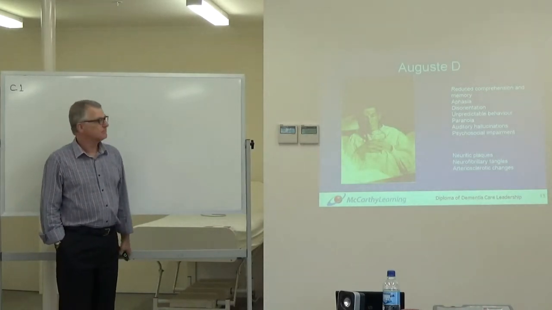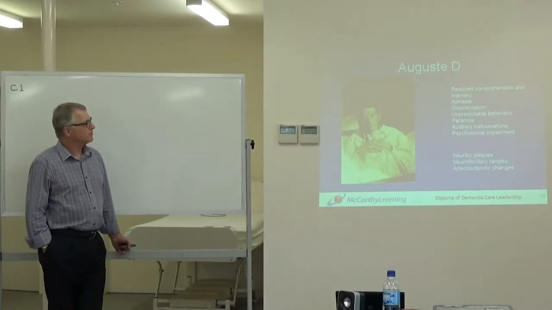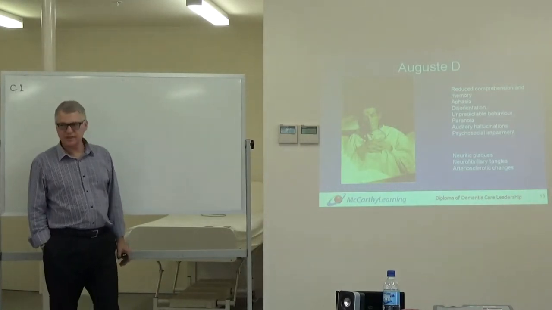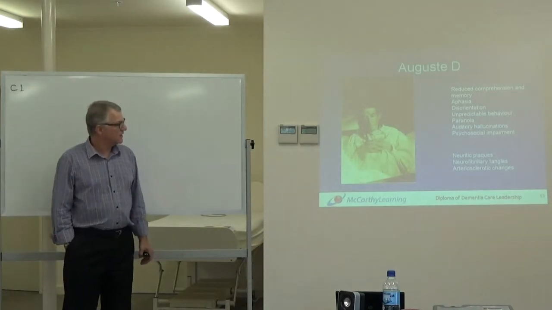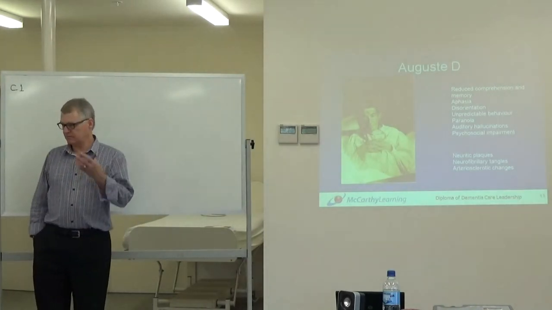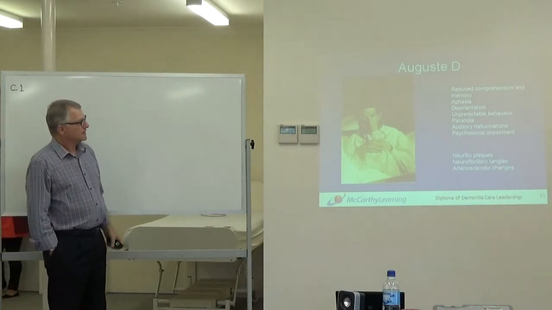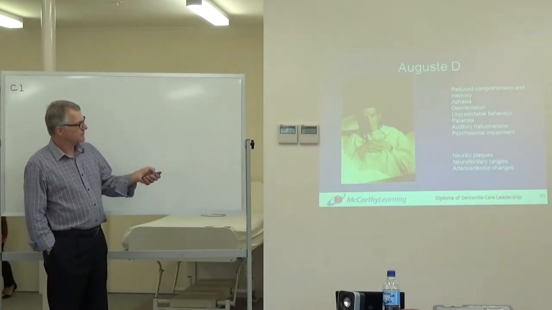Disorientation. Unpredictable behavior. Paranoia. Auditory hallucinations, psychosocial impairment, judgment from the frontal lobes. So that's the behavioural description.